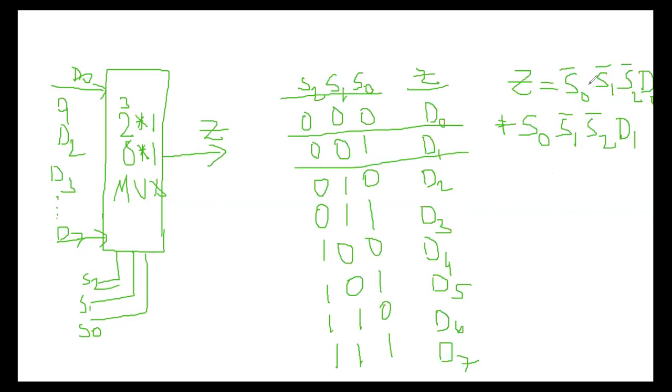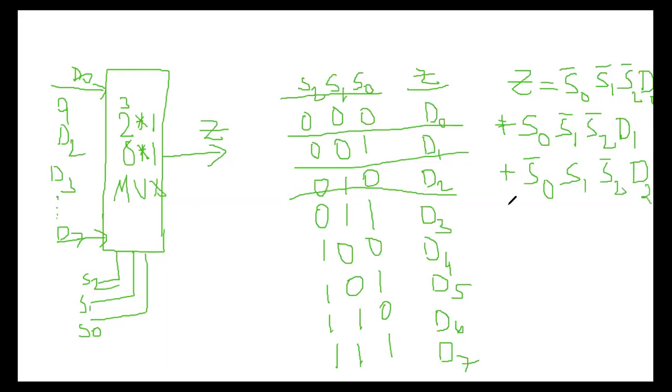To design these product terms, it requires 4-input AND gates. Plus, the next one, the third: S0 is 0, S1 is 1, and S2 is 0. So S0 bar, S1, and S2 bar, and the output is D2.